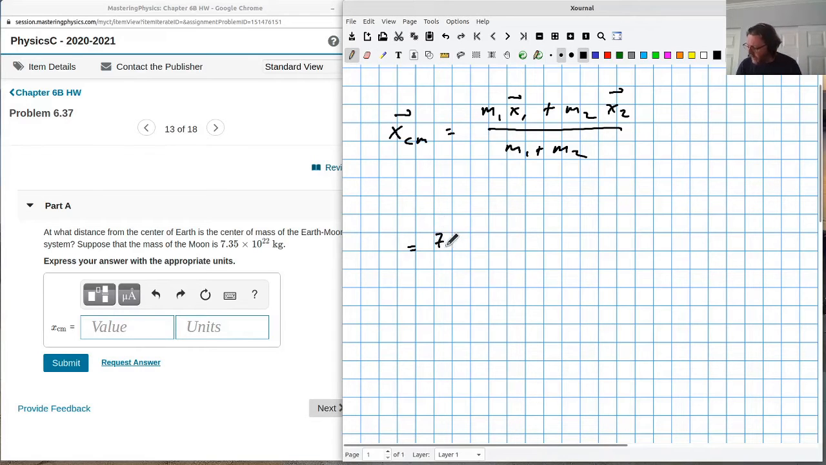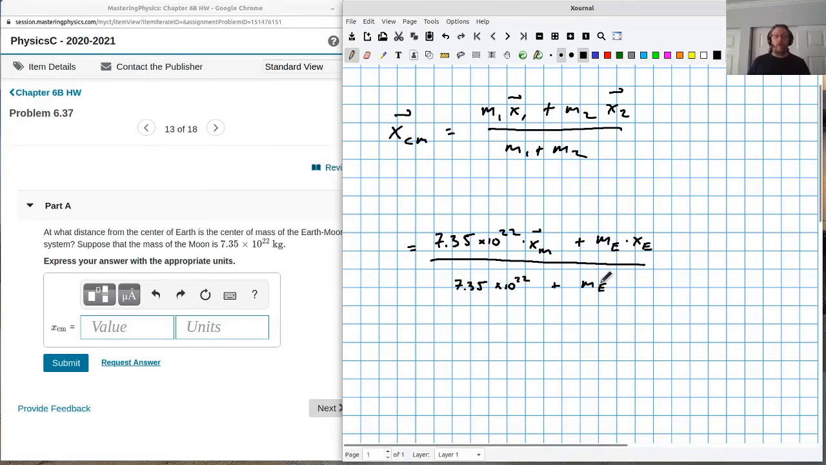We have 7.35 times 10 to the 22 times the position of the moon. Okay, and then we need the mass of the Earth times the position of the Earth, divided by the mass of the moon. We've got that one, 7.35 times 10 to the 22 plus the mass of the Earth.